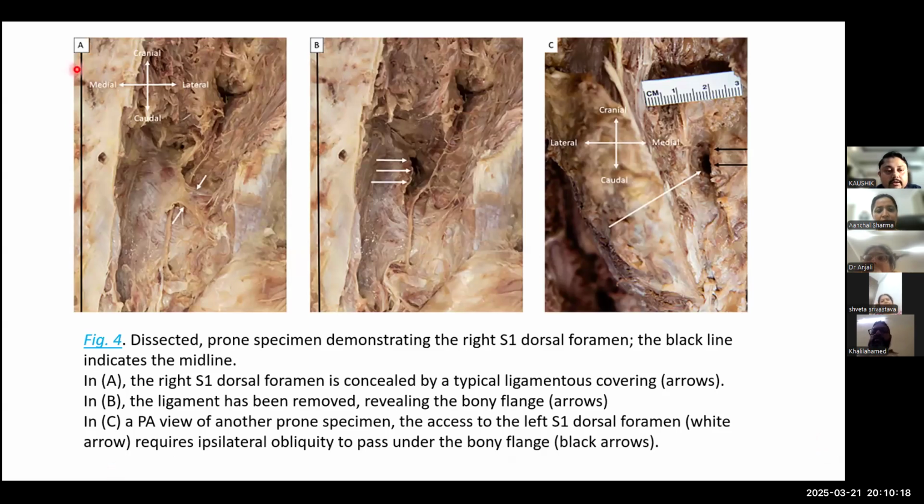The black line over here indicates the midline, and in A we can see the dorsal foramen, which has been highlighted in white, and it is covered by a typical ligamentous covering over here. Coming over to image B, the ligament has been removed by dissection, and we can see the foramen and the overlying bony flange over here, which has been shown by white pointed arrows. And image C shows the PA view of another prone specimen where the specimen has been rotated ipsilateral obliquely to highlight the foramen and the flange over here.